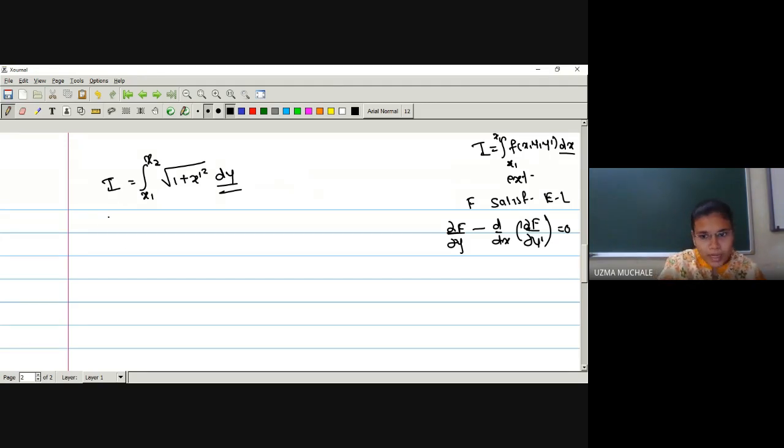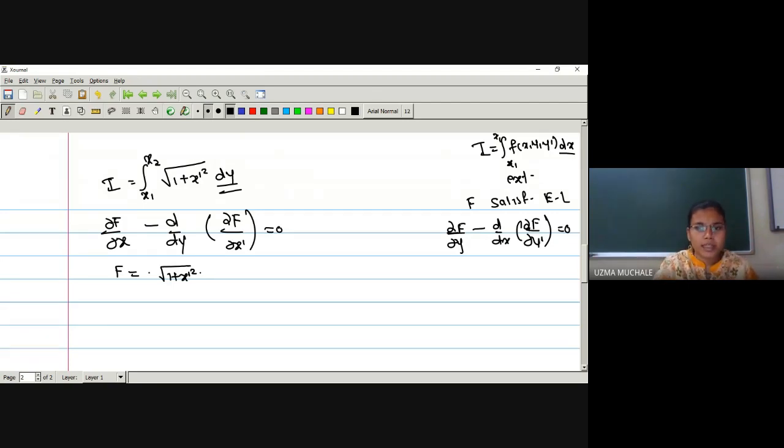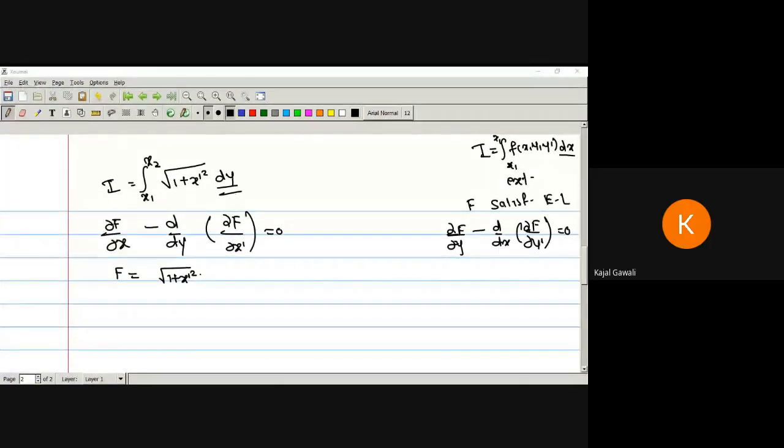So what should our equation be now? It is ∂f/∂x minus d/dy of ∂f/∂x' equals 0. Okay, so what will the integrand f be? That is nothing but the square root of 1 plus x' squared. Now while solving, the same result will come, no? Is it clear?